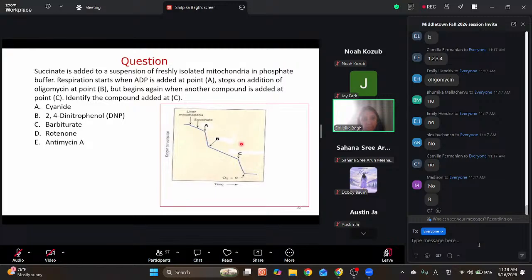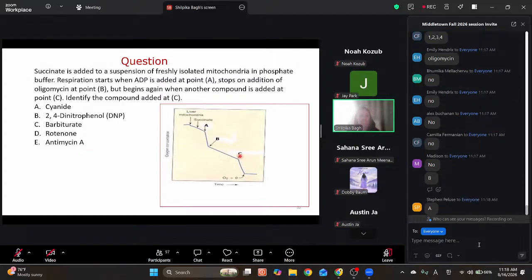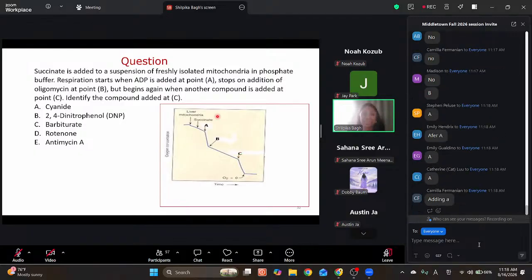How are they different? Where are you seeing ATP synthesis, after adding A or after adding C? When do you see A? That's the difference. After adding A, there's ATP synthesis, which you will not have after adding C. Does that make sense, right?